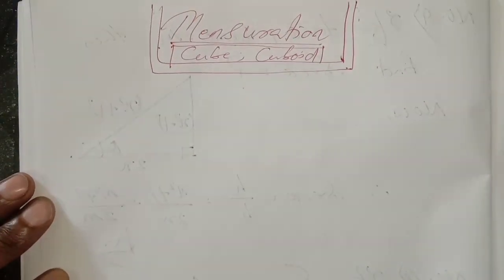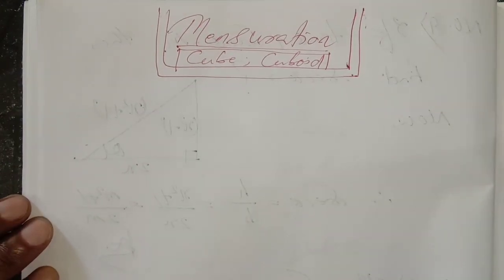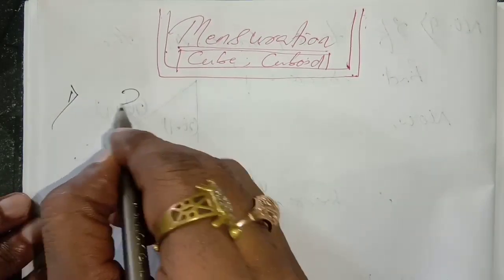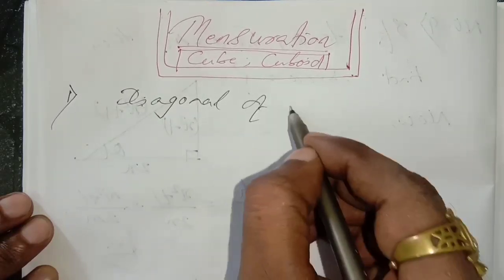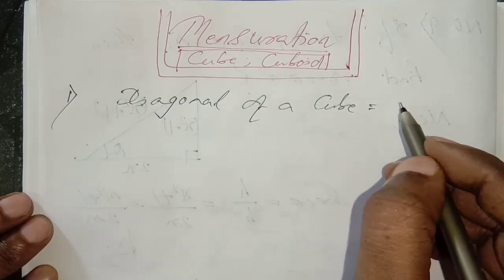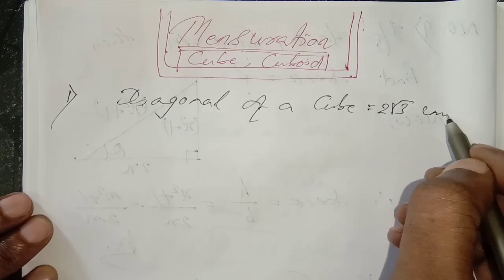I am doing the chapter mensuration related to cube and cuboid. Question number 1. Your diagonal is given. Diagonal of a cube, how much is given? That is 2 root 3 centimeter.